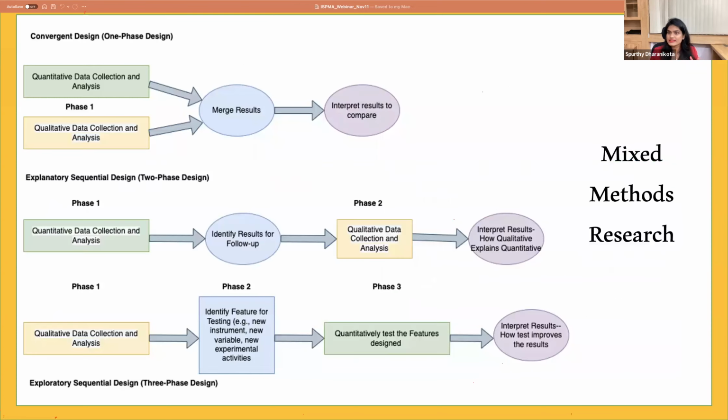And then finally, this is more advanced. So I just want to very briefly go over what it entails. Mixed methods research is a combination of both quantitative and qualitative. There are 3 scientific inquiry designs: 1 phase design, 2 phase design, and 3 phase design. In these 3 phases, you can see that there's a combination of quantitative data collection and analysis as well as qualitative data collection and analysis. So these are the different forms in which you can conduct mixed methods research.